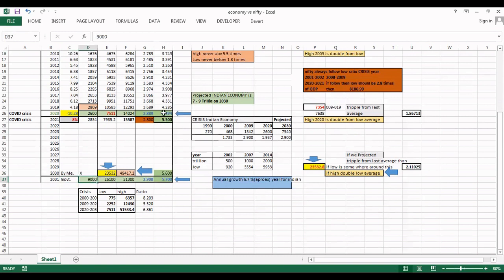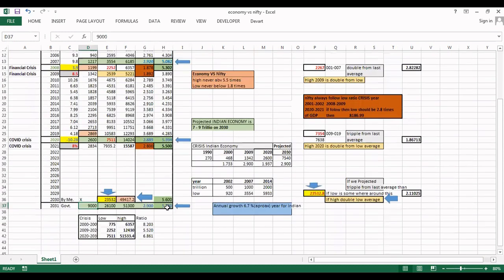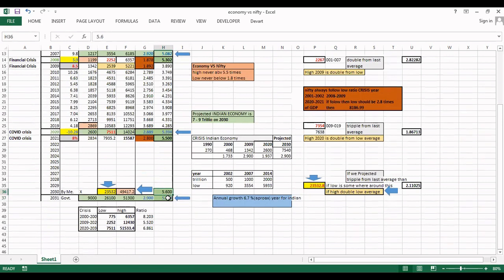The major thing is that Nifty on the higher side to the GDP is 5.3, and this 5.3 is going up by 10%. Somewhere in 2020 we were at 5.66 to 5.7 on the higher side of the GDP. If the economy is 9 trillion and it is going to be 5.7 times, then our highest target is going to be 51,300. Our lower side is going to be somewhere around 26,100 in 2030 or 31.